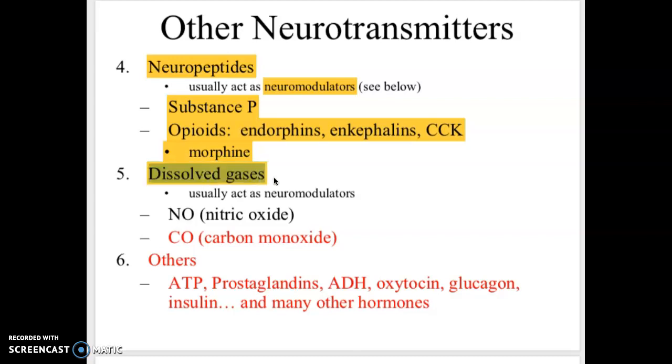The fifth category are dissolved gases, also usually neuromodulators. An example is nitric oxide that's used in surgery. The sixth category, everything else. These are in red, don't worry about them. Just keep in mind that ATP can be used as a neurotransmitter, insulin, glucagon, all these weird things can also be used as neurotransmitters.